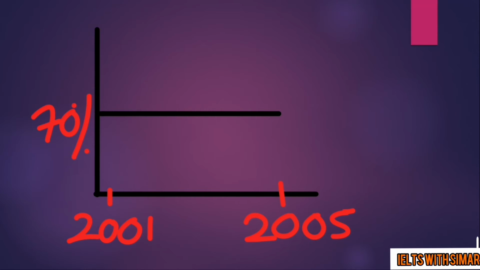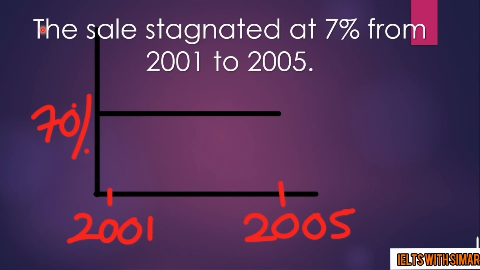Now this is the other graph which shows the constant figure here at 70%. So for constant, this is the line, read the line above on the screen. The sale stagnated. Stagnated means constant. ED here because it is the data of the past. The sales stagnated at 7% from 2001 to 2005. So you can also change the structure by writing between 2001 and 2005, or you can also say the sales stagnated at 7% till 2005.